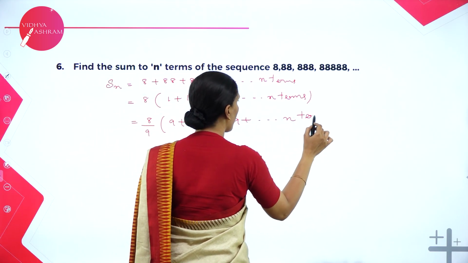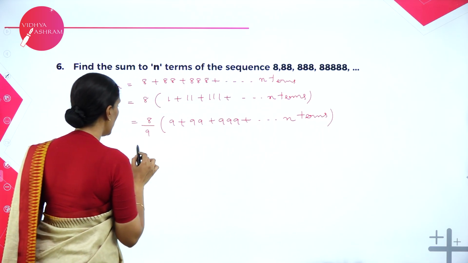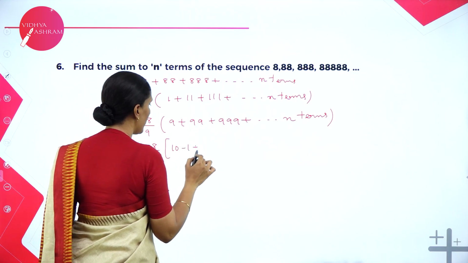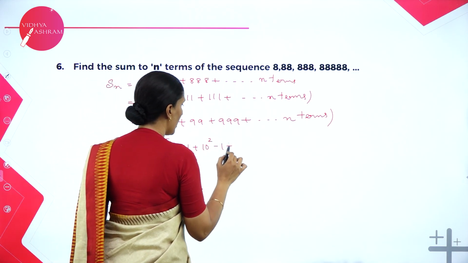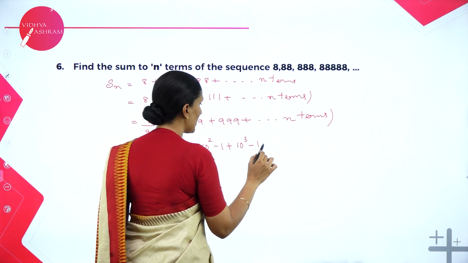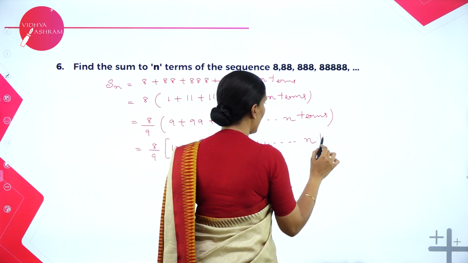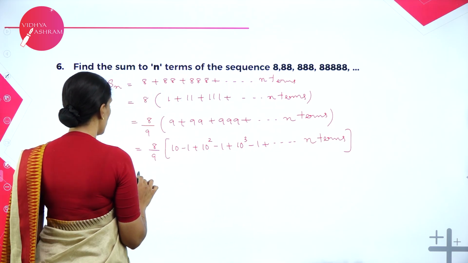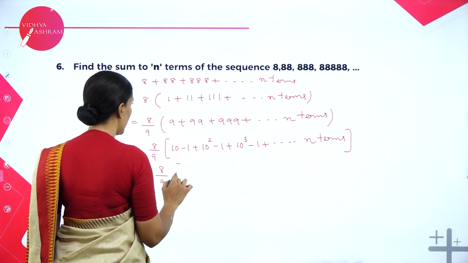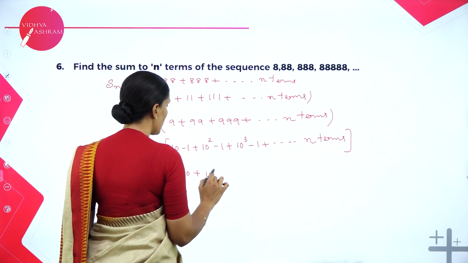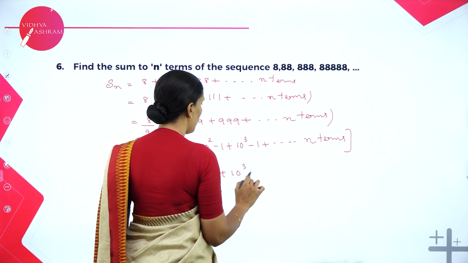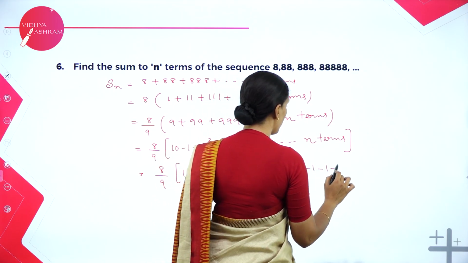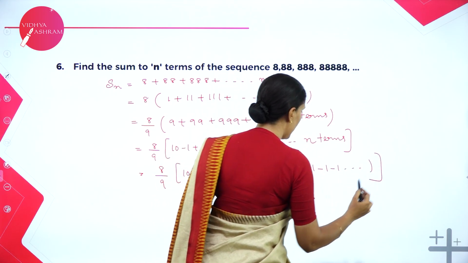until n terms. Now here 9 can be written as 10 minus 1, 99 can be written as 10 square minus 1, 999 can be written as 10 cube minus 1, until n terms. Now separate tens and ones here. So we have 8 by 9 into 10 plus 10 square plus 10 cube plus etc. until n terms, and minus 1 minus 1 minus 1 until n terms.